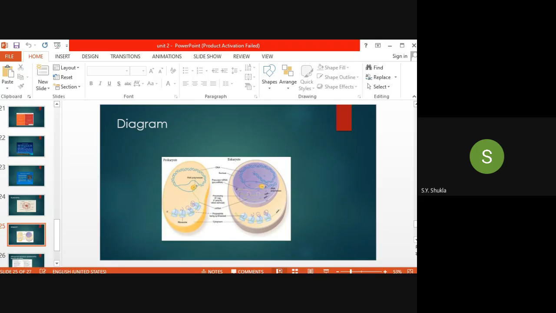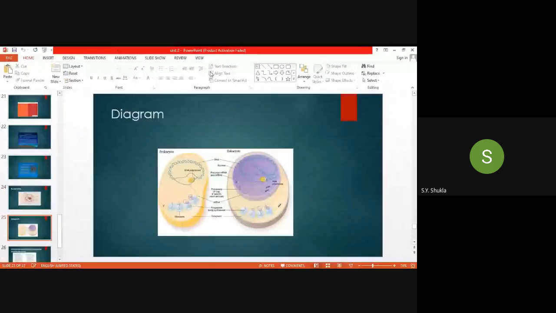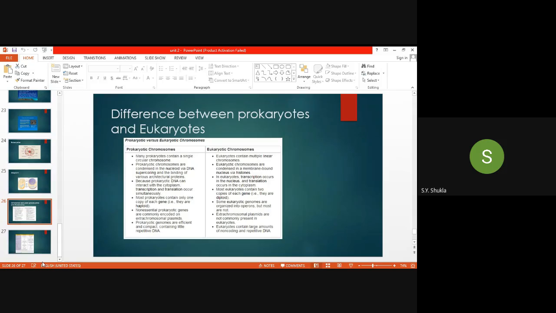On the difference between the prokaryotes and the eukaryotes. Okay. This is a diagram for the prokaryotes and eukaryotes. The differences. What are the differences? I will explain to you. First, we will discuss this slide. That is a difference between the prokaryotes and eukaryotes.